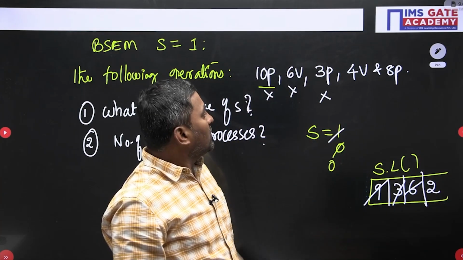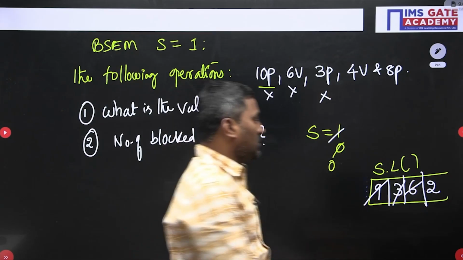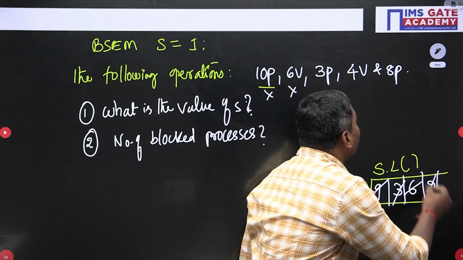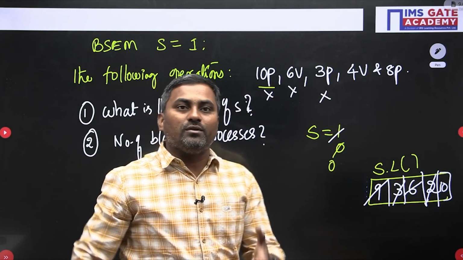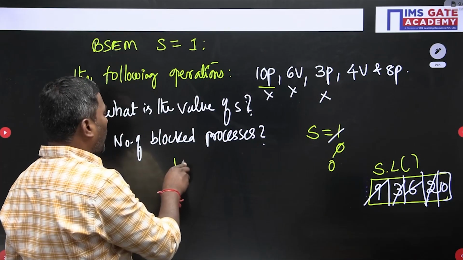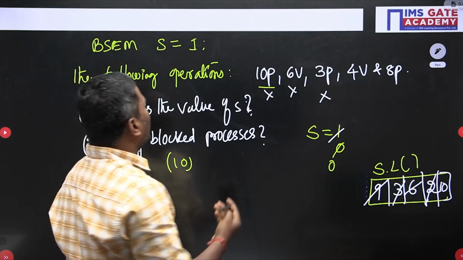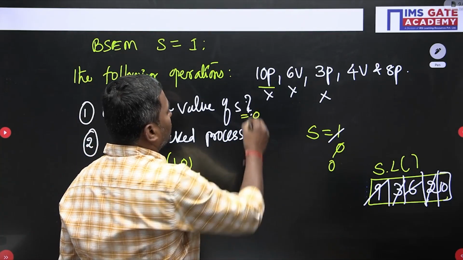Correct or not? Then 8 down operations. So what happens? Now these 8 also become blocked, so the total value is 10. Meaning there will be 10 blocked processes. So what will the S value be? The S value will be 0 only.